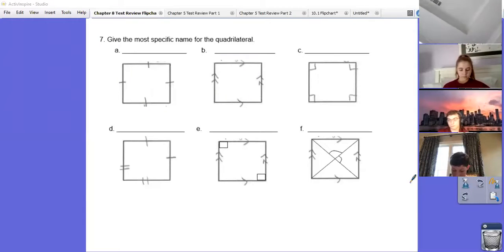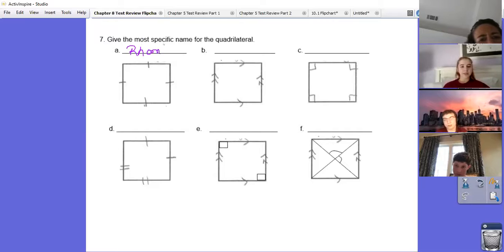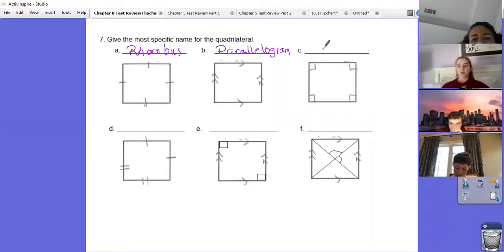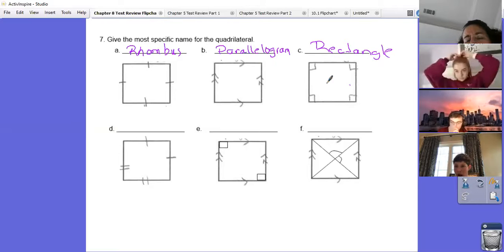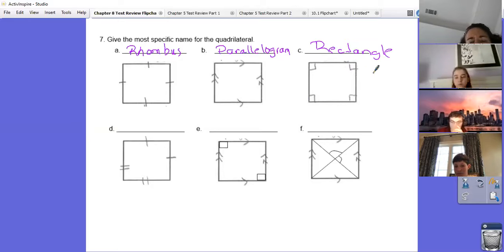I just have to share my screen. There we go. First one is, what do you guys think it is? Rhombus. Yeah, it's a rhombus, because we have all sides congruent, but we don't know about the angles. They could be 90, or 60 and 120. So that's the closest thing we can say, a rhombus. B is just a parallelogram. C is a rectangle, because we know it's a parallelogram since opposite sides are parallel and congruent. We just don't know that all sides are congruent, so we can't call it a square.